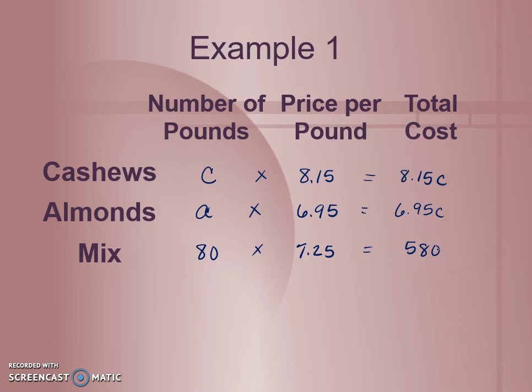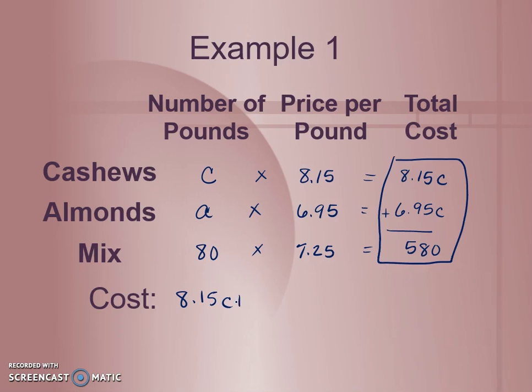And then we can go ahead and give our two equations. So this, right here, are two costs added together to get our total cost of the mixture. That's our first equation. So our equation for cost is going to be 8.15C plus 6.95A, sorry, I just realized I made that a C up there, that should be an A, equals 580.